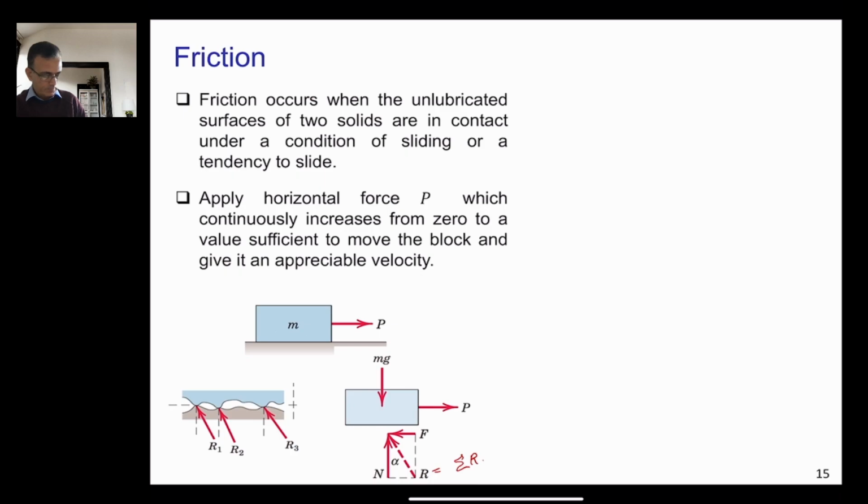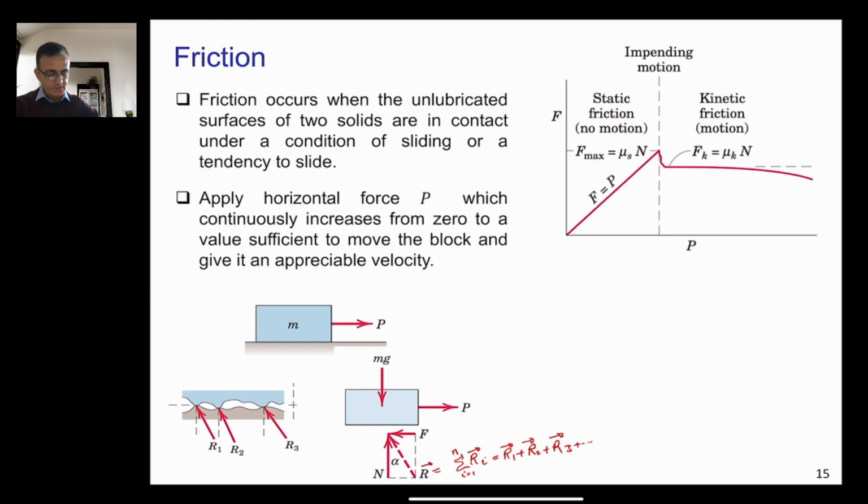So R is just the summation of all the reactions, Ri with i equal 1 to, for example, N, so R1, R2, R3, and so on. Obviously all these are vectors, so this R is the summation of all these forces, and this is a vector sum. Now we can see that this R can be split into two components: one is this F and one is this N. N is the normal force here, and F is the friction force, which is opposite to this P here.